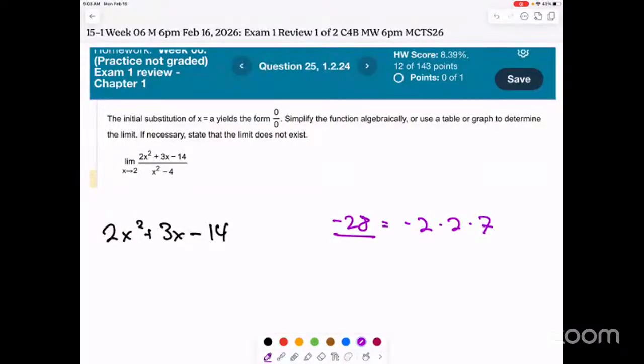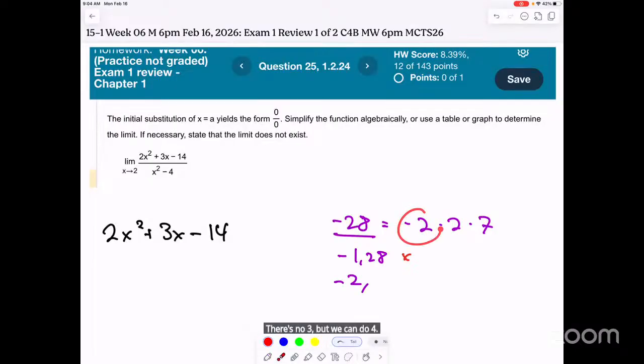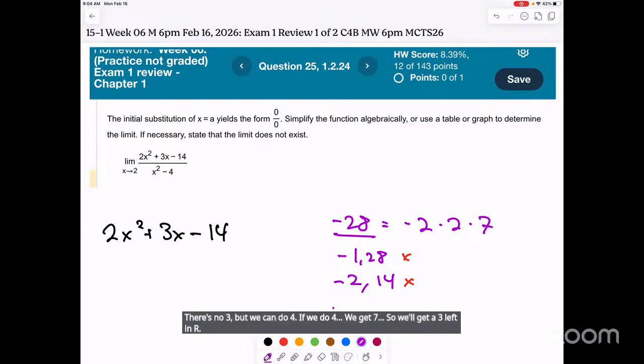But those two add up to 27, so that's no good. We can do a 2. If we use this 2, we still have 14 left over. But those add up to like 12, so those are not the numbers we're looking for. There's no 3, but we can do 4. If we do 4, we get a 7, so we get a 3 left over. These are the two numbers we were looking for.